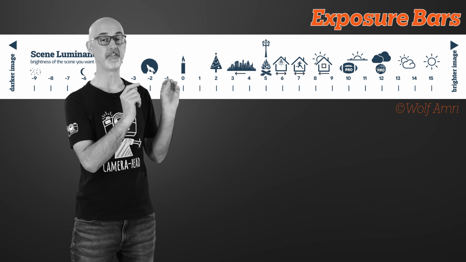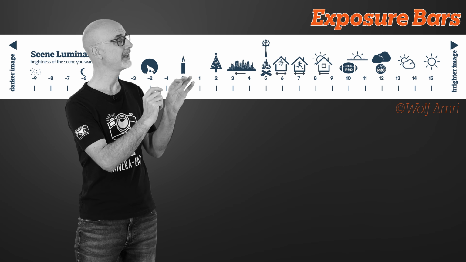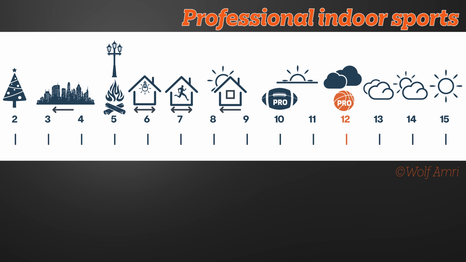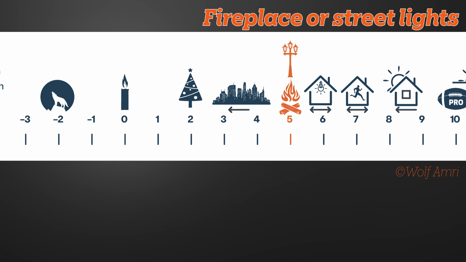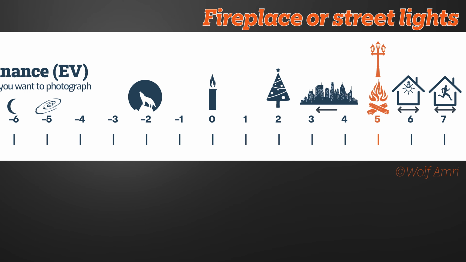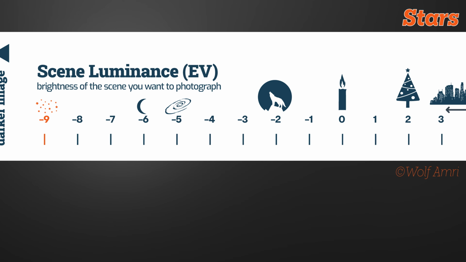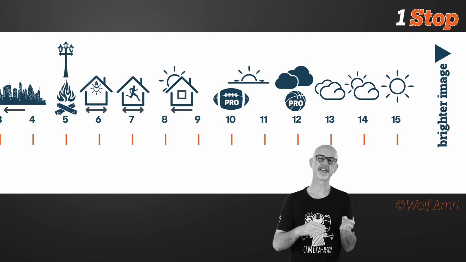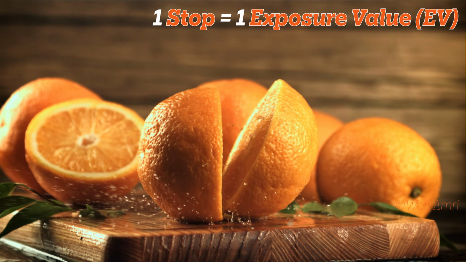Here is a part of my very popular exposure bar cheat sheet. I have listed a few possible lighting scenarios, starting with the most amount of light on the right, in this case full sun outdoors, and continuing with light in professional indoor sports arenas, professional outdoor sports, scenes lit by a fireplace or streetlights, finally down to a scene lit by the full moon or a scene lit by stars only. Photographers call these units stops. The correct term is exposure value. One stop or one exposure value cuts the light in half.